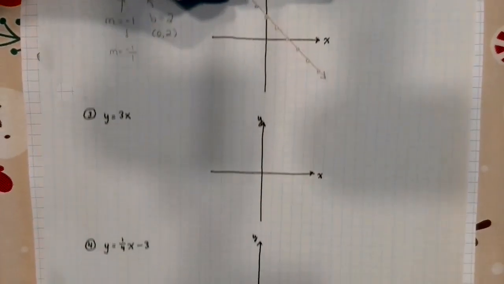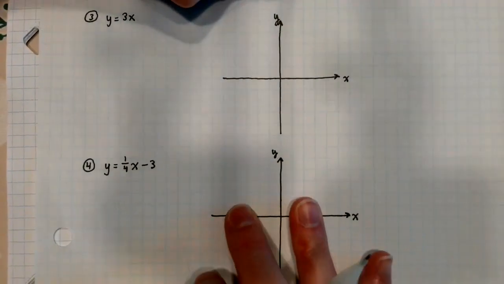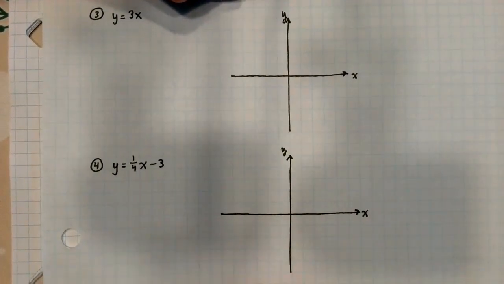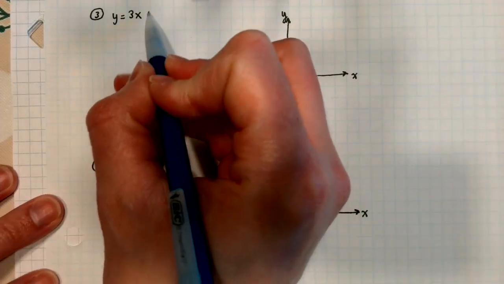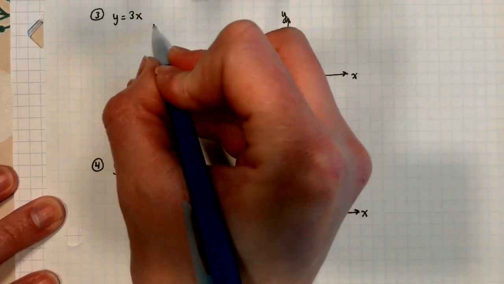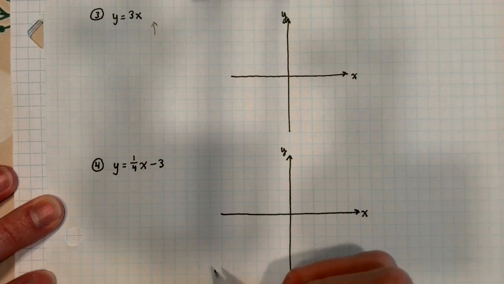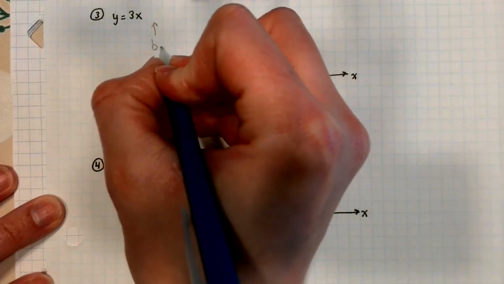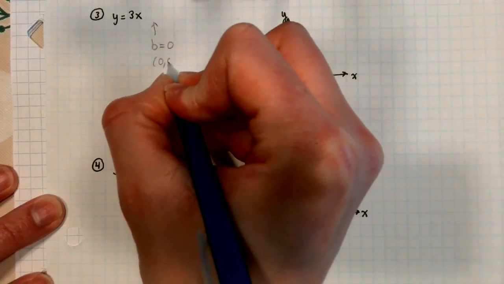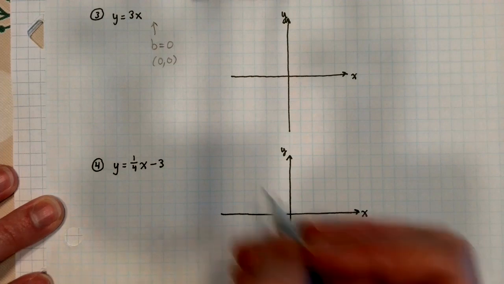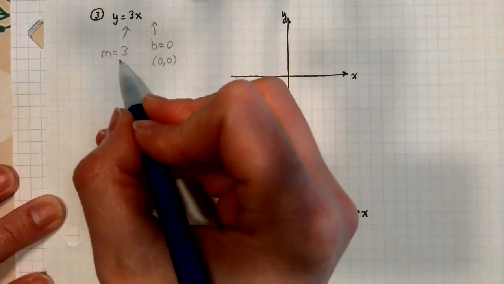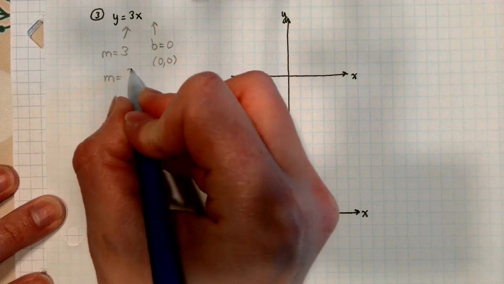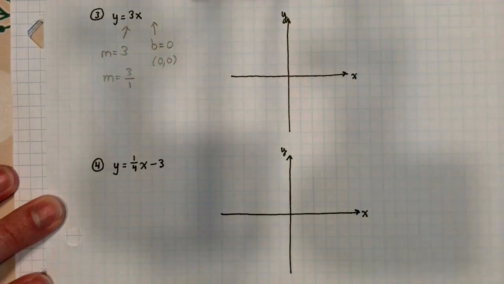Next example, we have the equation y equals 3x. So with this one, it doesn't appear that we have a b value at the end, but there is a value here. We just don't write it because it's 0. So b equals 0. So that means the y-intercept is occurring at the origin. And then the slope is 3, which, just like the last problem, we're going to think of as 3/1.